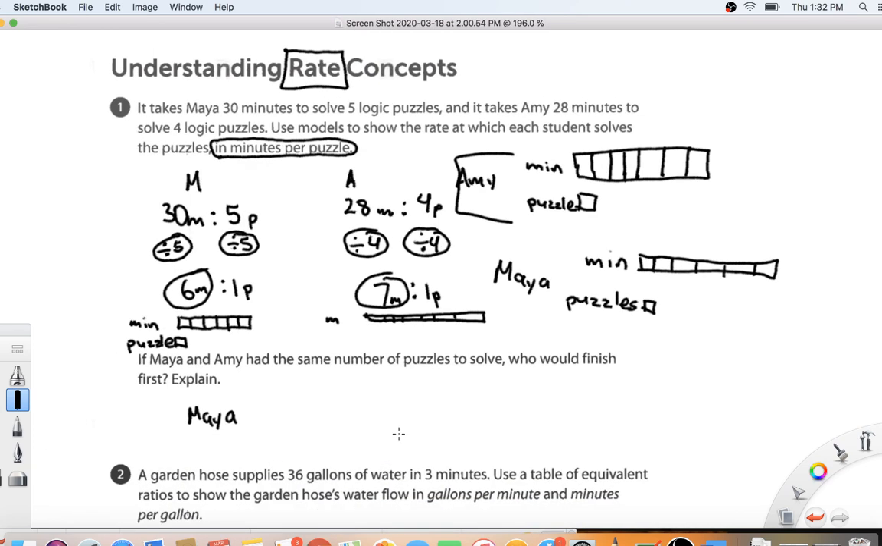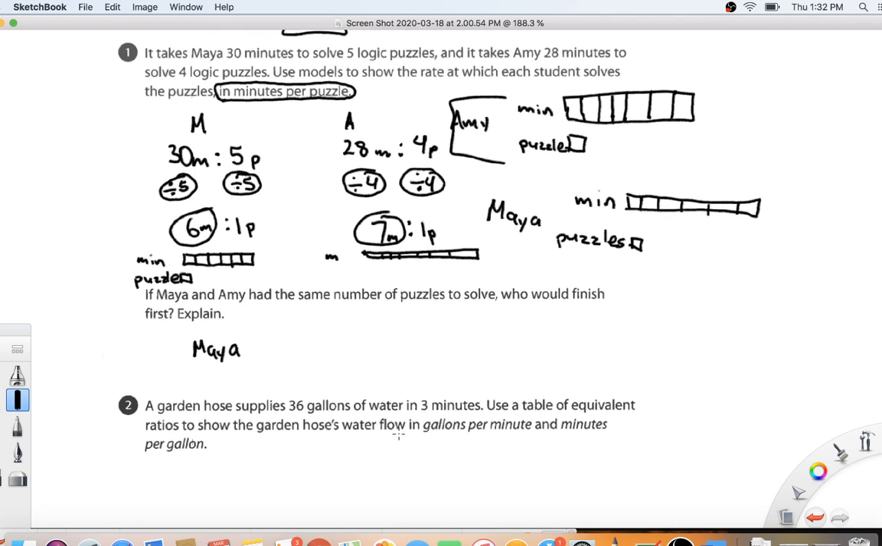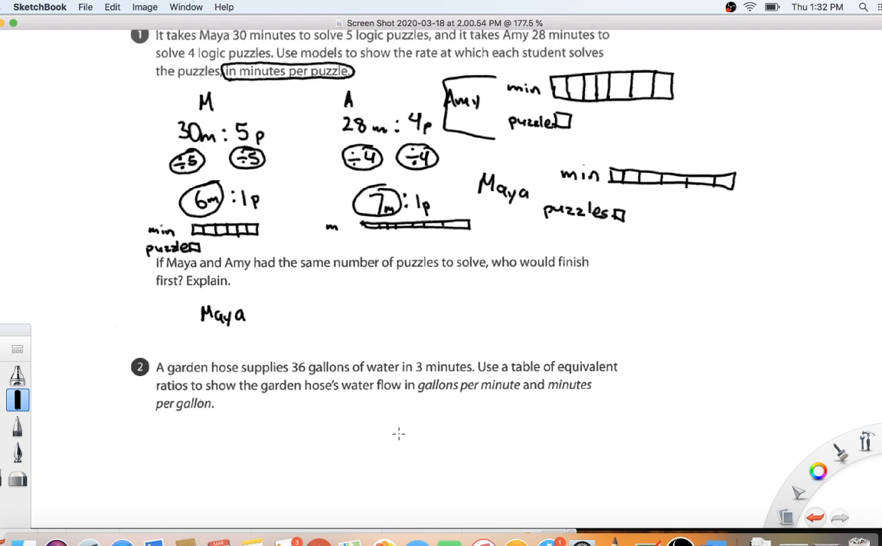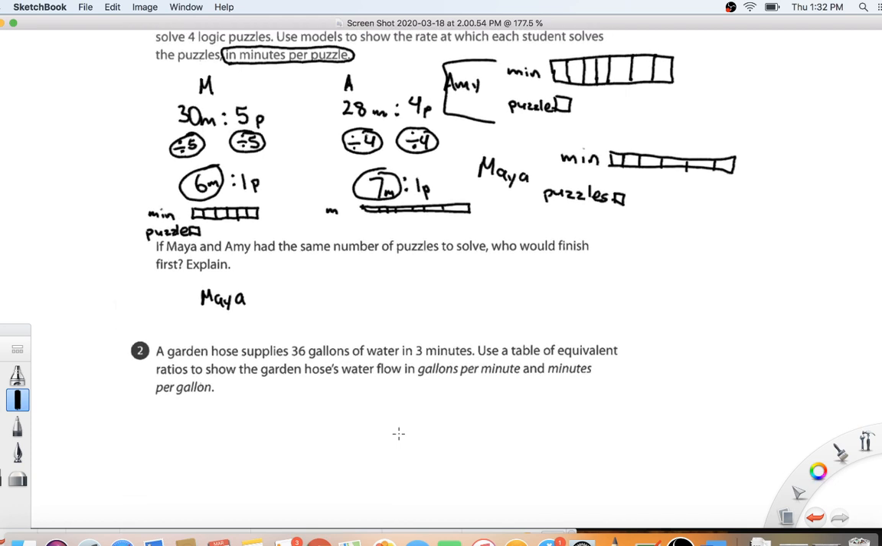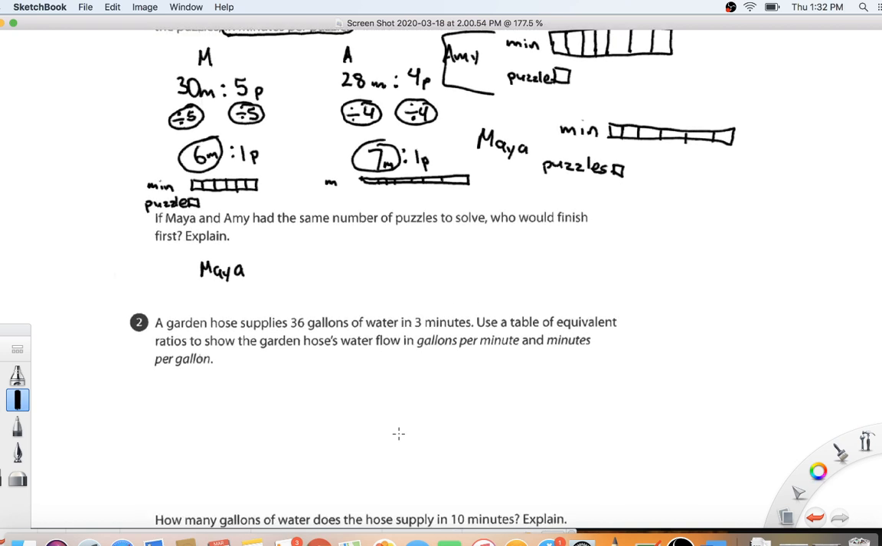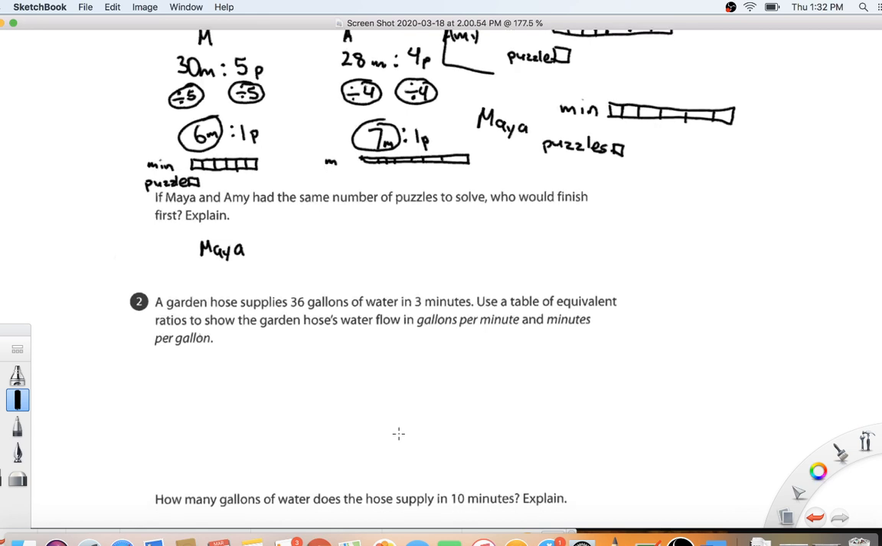For part 2, it says a garden hose supplies 36 gallons of water in 3 minutes. So that's our ratio. 36 gallons per, not per because it's not 1 minute. So it's 36 gallons to 3 minutes. It says use a table of equivalent ratios to show the garden hose's water flow in gallons per minute and minutes per gallon.